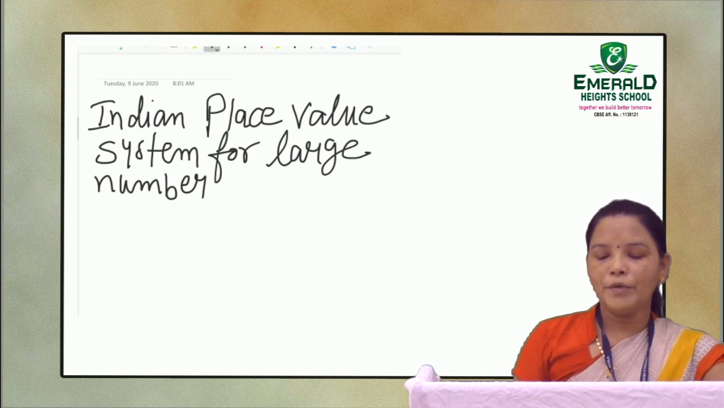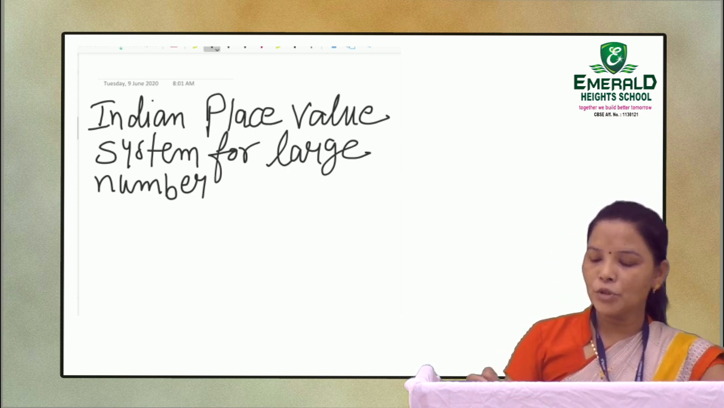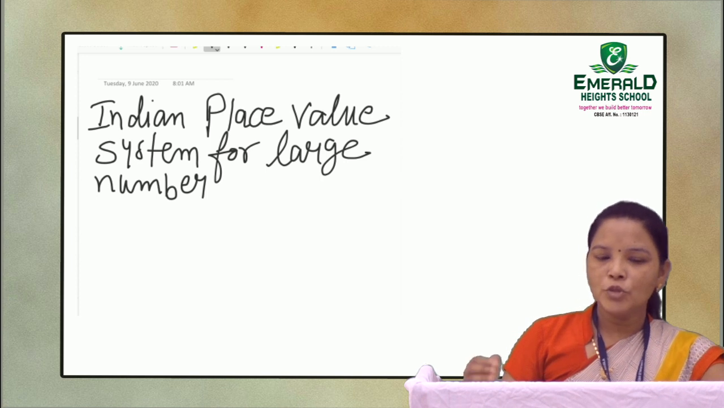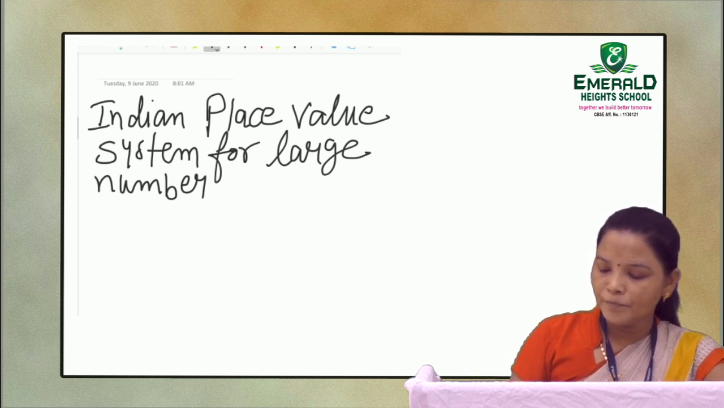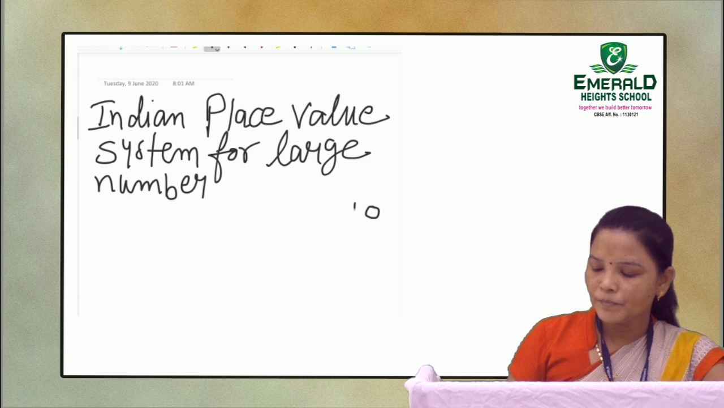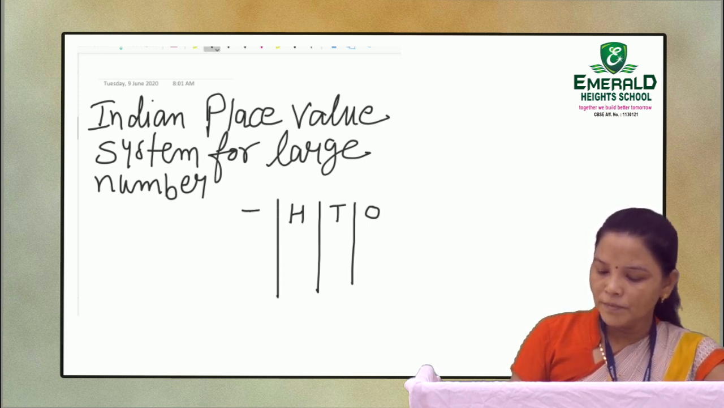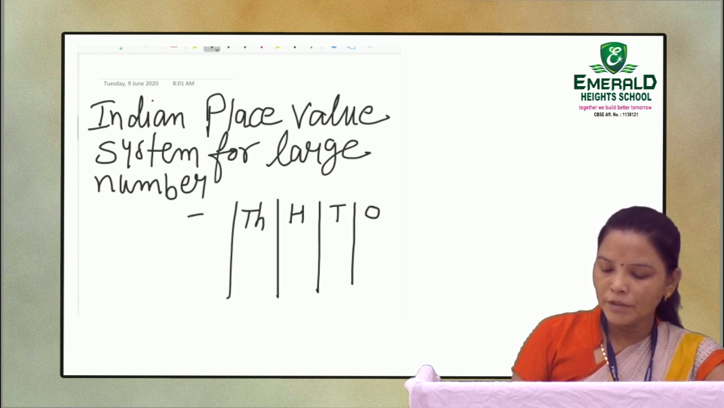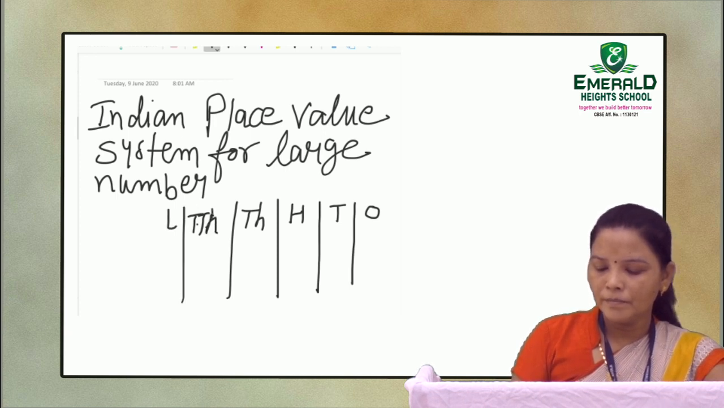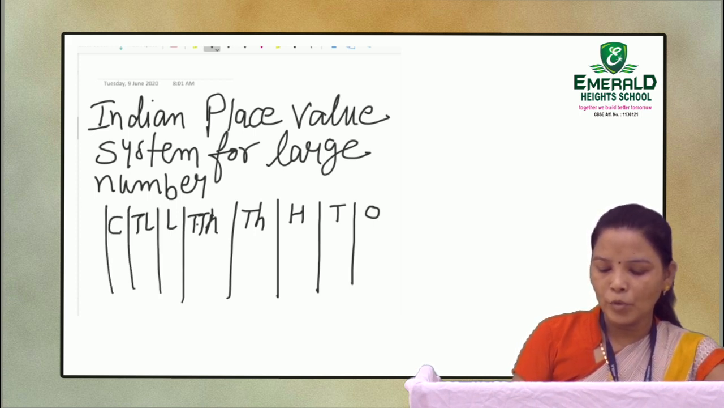So first of all, whenever we start with the Indian place value system, we have to start from the extreme right side. So on the extreme right side, here we will get ones place, then we have tens place, hundreds place, then 1000, 10,000, lakh, 10 lakh, crore, 10 crore.